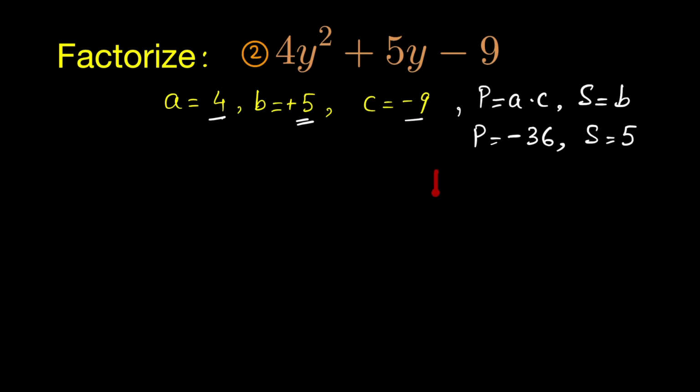So we start with 1. Since we want the answer as minus 36, we take 1 times minus 36. So product is good, but when we add it, we get minus 31. So this doesn't work. Then we check for the next one, 2 times minus 18. This is good, but when we add it, we get minus 16. So this doesn't work for us.